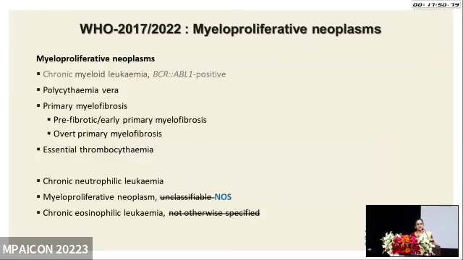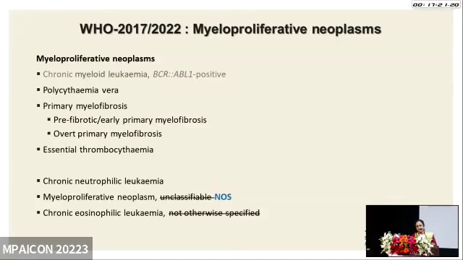This is the slide showing the latest classification of myeloproliferative neoplasms. As you all know, myeloproliferative neoplasms are a group of related clonal hematological disorders characterized by the accumulation of one or more myeloid lineage cells. And the deregulated JAK2 is the central pathogenic mechanism here.